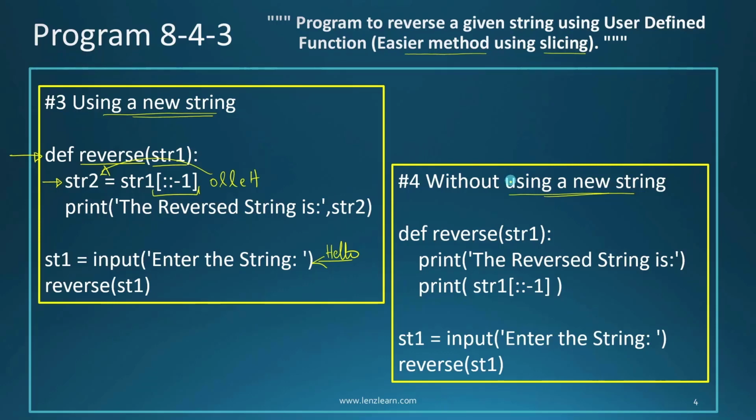Now if the question says you should not use a new string, you don't have to store the result of this slicing operation into a string str2. You can directly print it, right? You print str1[::-1]. This will reverse the string and it will print it straight away. So the answer will come as OLLEH, and your program will stop. So I'll just execute this first program. The second program is trivial. You can just write it and check for yourself. It will work.